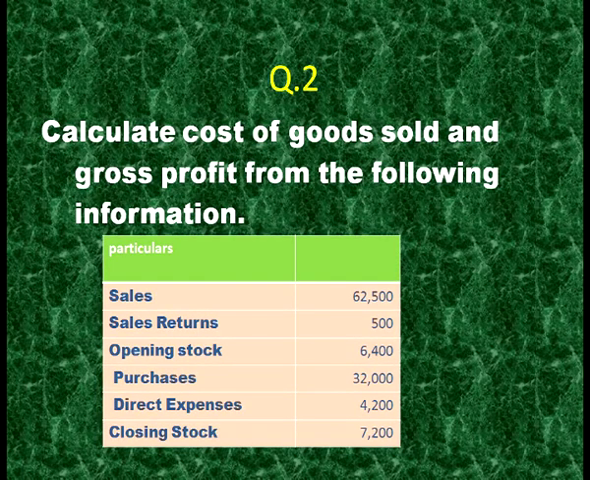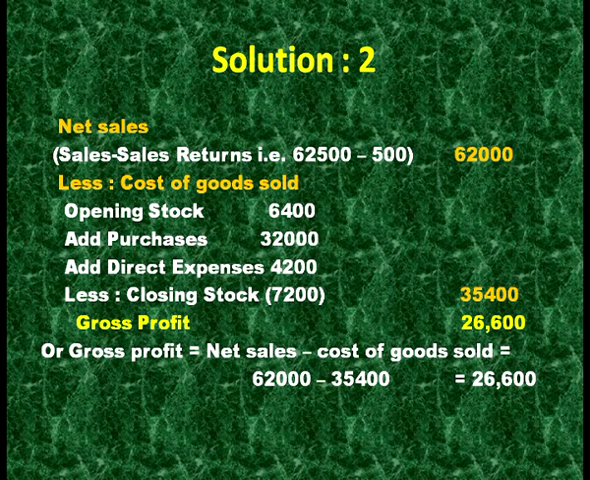Next is calculate cost of goods sold and gross profit from the following. The given items are sales, sales returns, opening stock, purchases, direct expenses and closing stock. How to calculate net sales? You subtract sales returns from sales, you get your net sales. From that you subtract your cost of goods sold. That gives you 26,600. That is your gross profit.